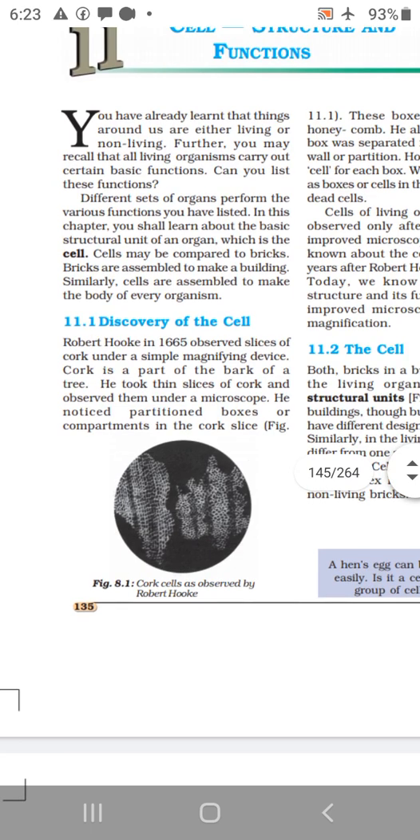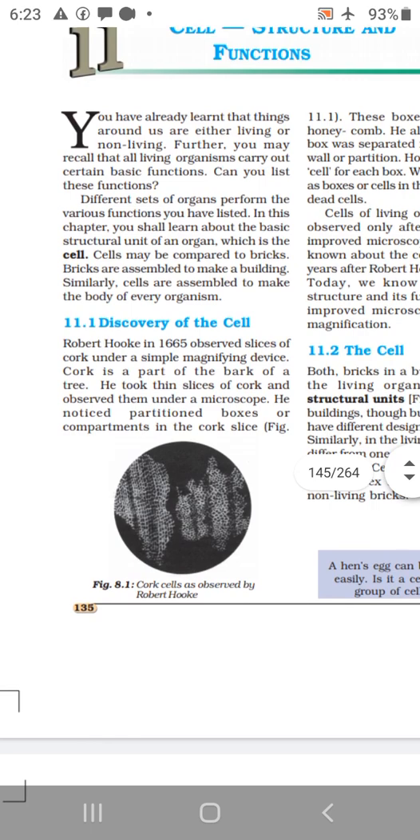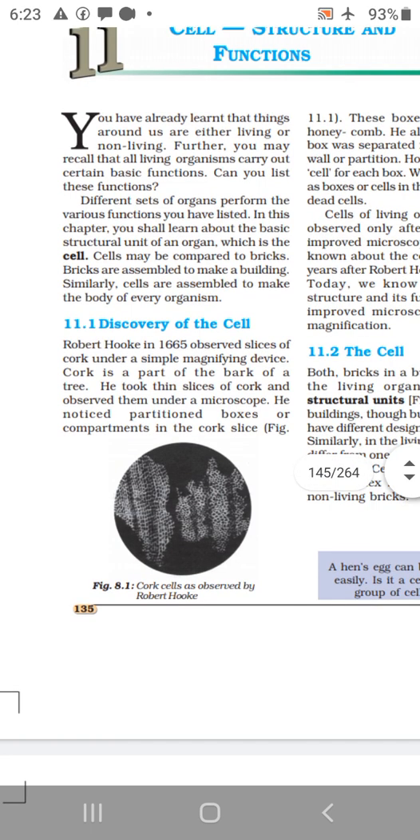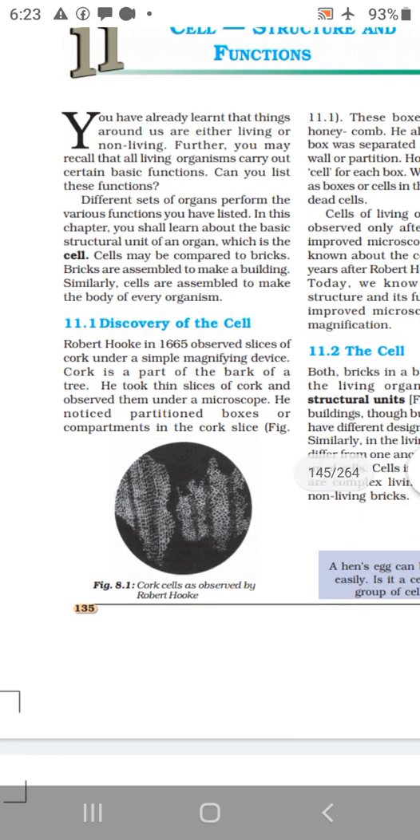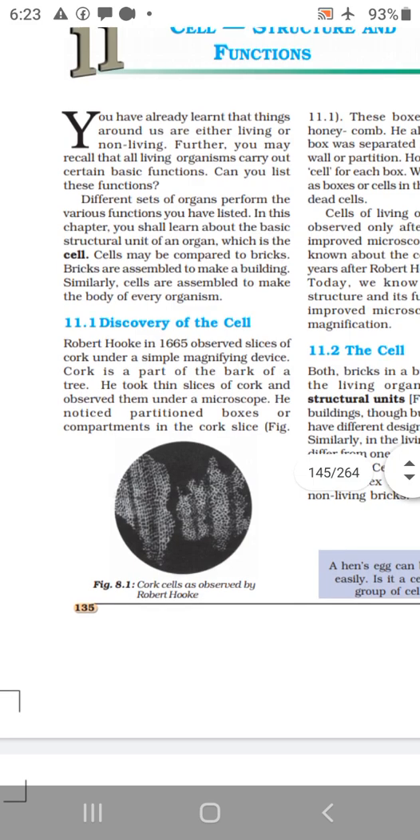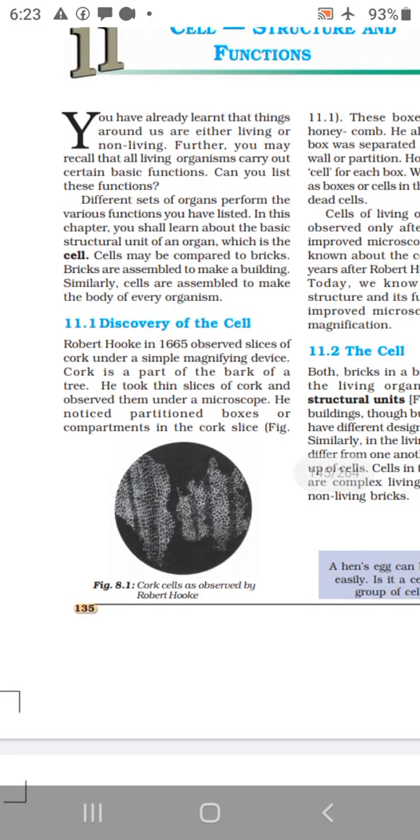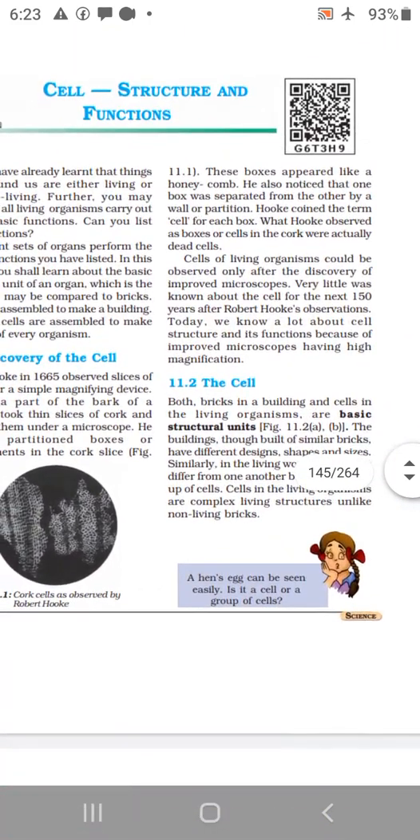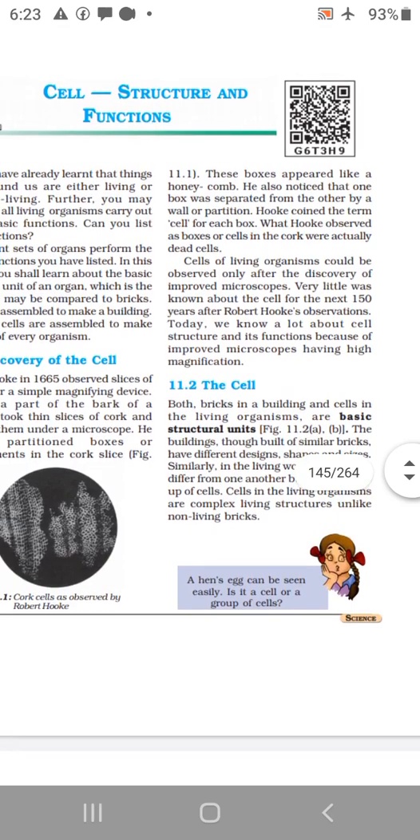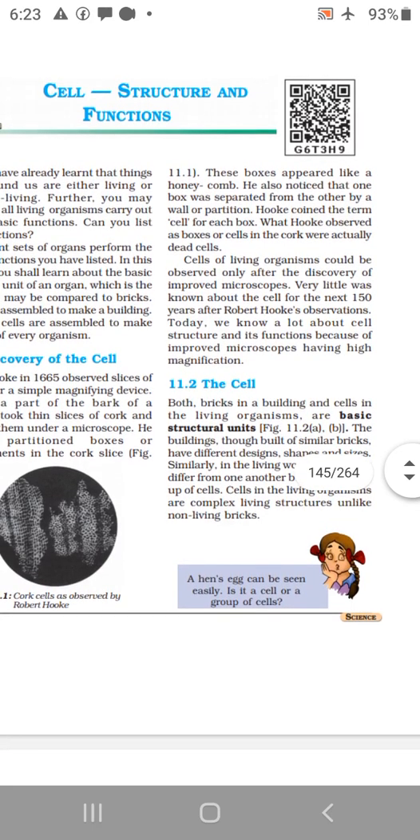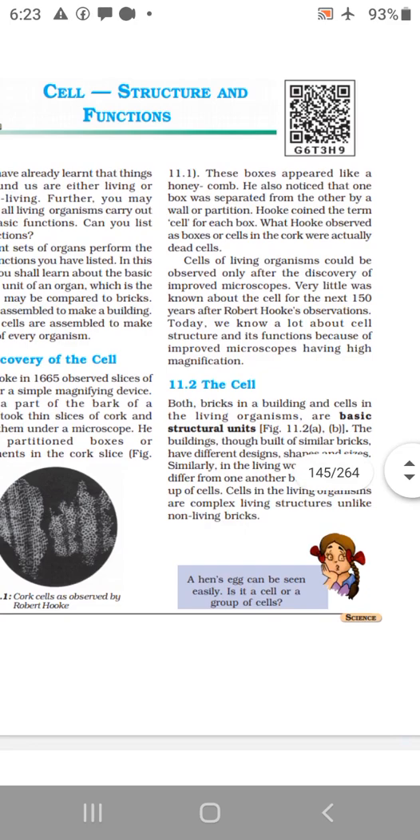Robert Hooke in 1665 observed a slice of cork under a simple magnifying device. Cork is a part of the bark of a tree. He took a thin slice of cork and observed it under a microscope. He noticed partitioned boxes or compartments in the cork slice. These boxes appeared like a honeycomb. You also notice that each box was separated from the other by a wall or partition. Hooke coined the term cell for each box.